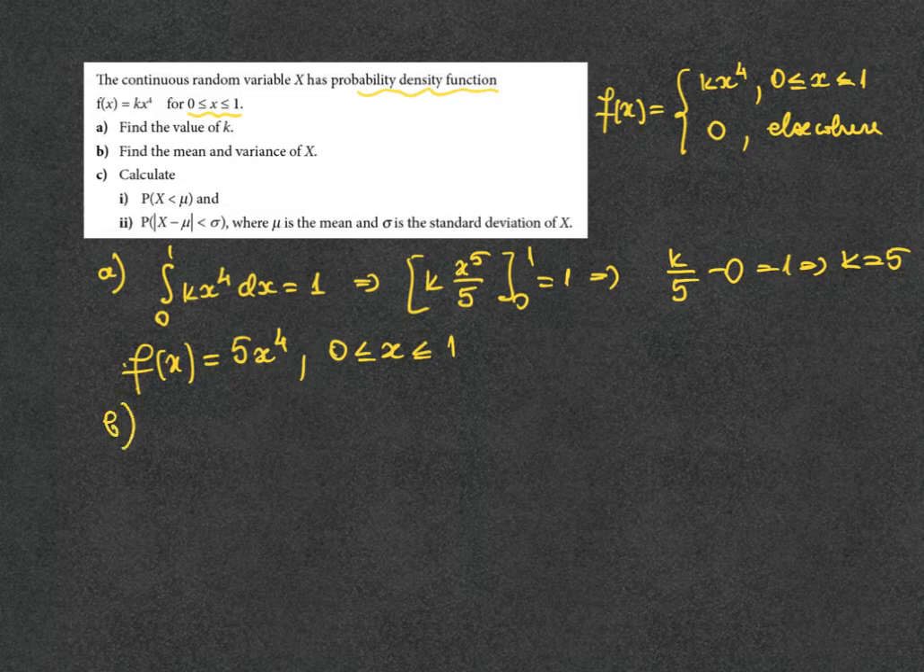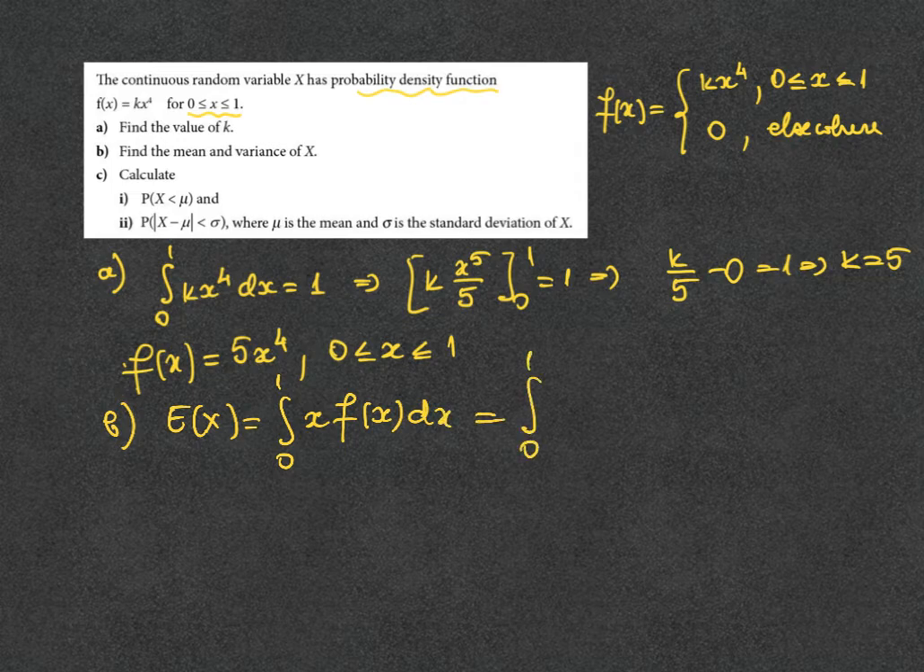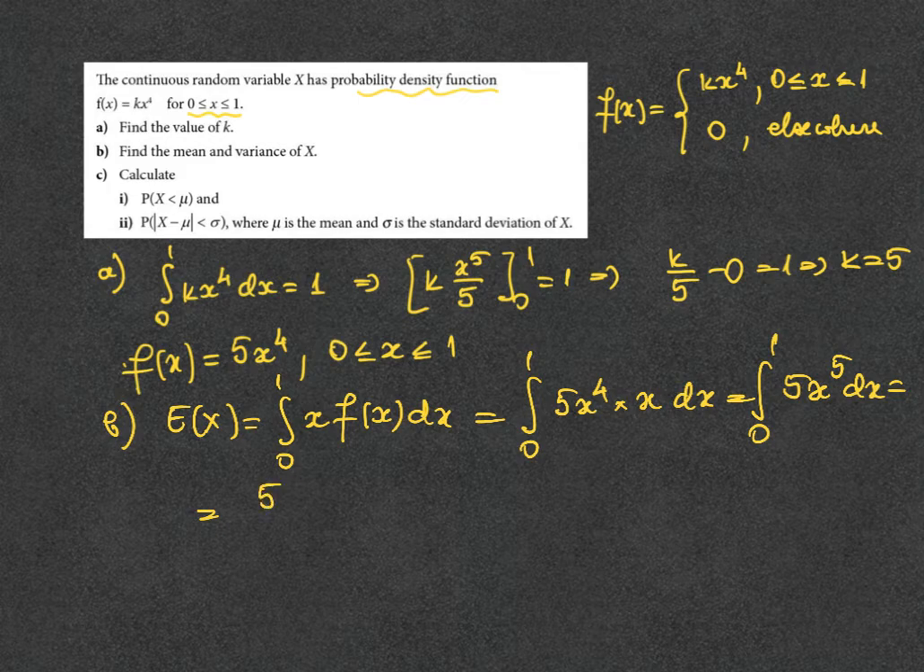B, calculate the mean and variance. We know that E(X) is the integral from 0 to 1 of x f(x) dx. It's in my formula booklet. So the integral from 0 to 1 of 5x^4 times x dx, the integral from 0 to 1 of 5x^5 dx. So it's 5x^6/6 from 0 to 1 equals 5/6. And that's the mean.